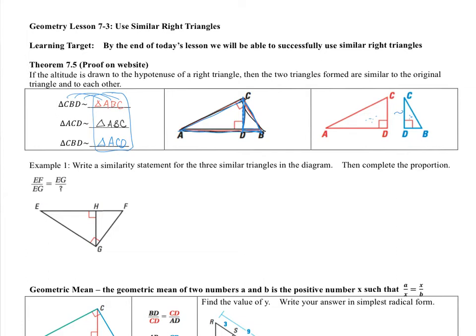Example 1. Write a similarity statement for the three similar triangles in the diagram and then complete the proportion. So I'm going to first look at the biggest triangle here, GEF. Triangle GEF must be similar to triangle HEG and also similar to triangle HGF.